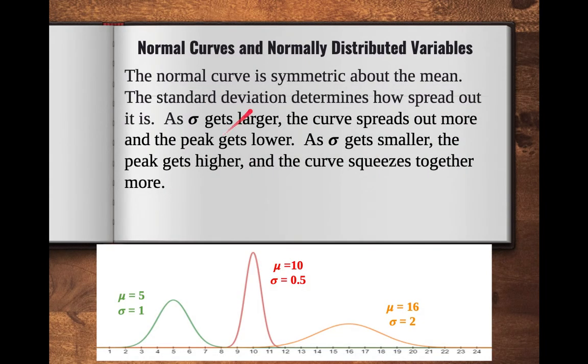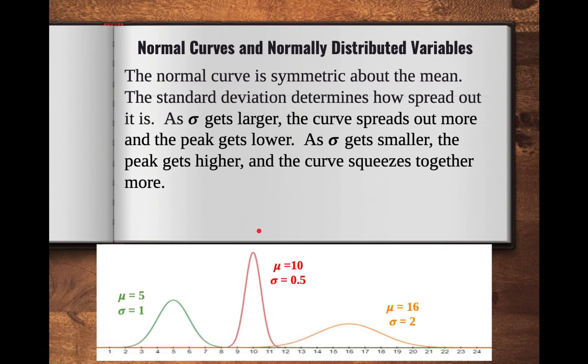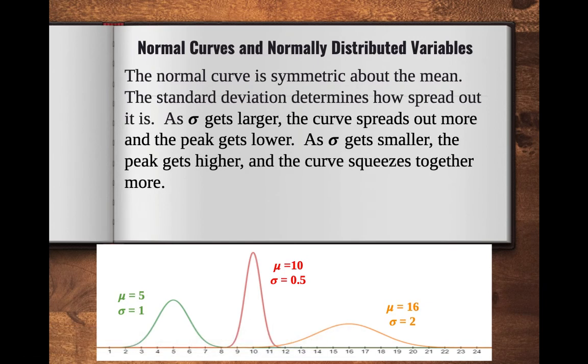So if we look at these, all three of these curves, you notice they are symmetrical with respect to the mean. On this one, this peak is at 10. Here mu is 5. When that disappears, you'll see the peak is going to be at 5. The orange one, you notice the peak is at 16. Mu equals 16. So that peak, that line of symmetry is at the mean.